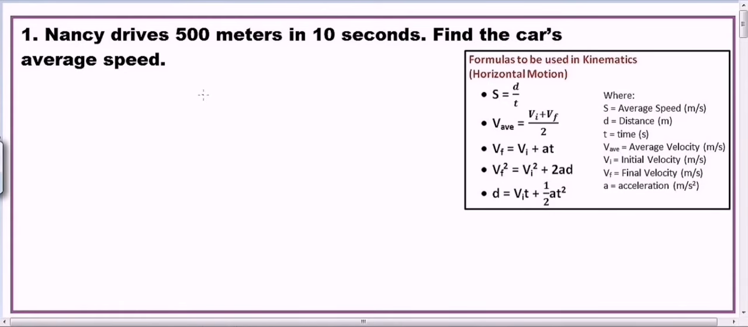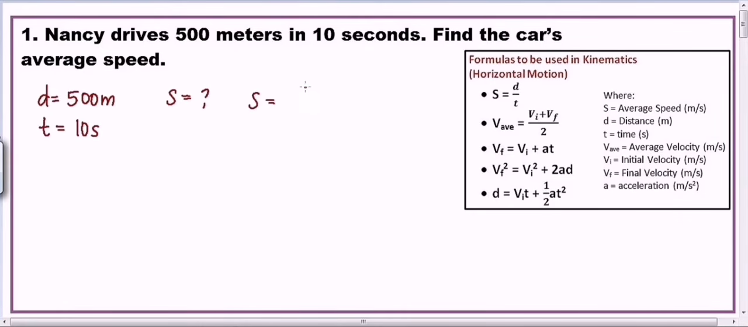Nancy drives 500 meters in 10 seconds. Find the car's average speed. So, 500 meters, obviously, guys, that is length. So, ibig sabihin, fundamental siya, that is distance. So, we have 500 meters, letter D. And then, ang time natin, or T, na binigay is 10 seconds. So, what is the average speed of the car? So, ang hinahanap is average speed, walang iba dyan kung hindi si letter S.